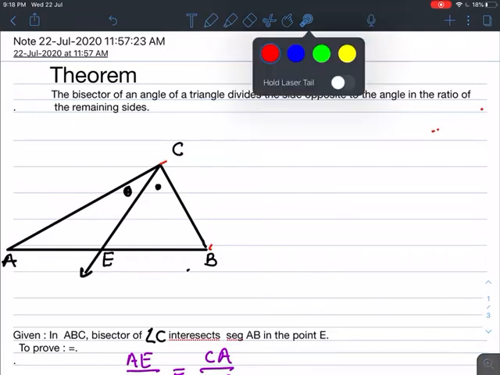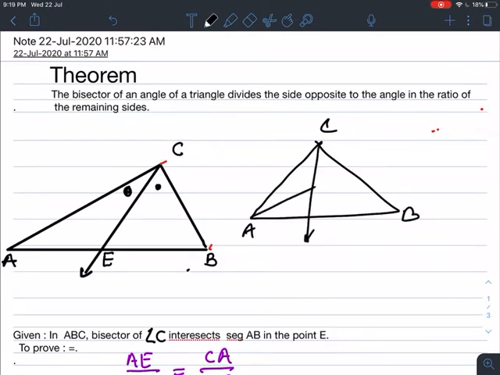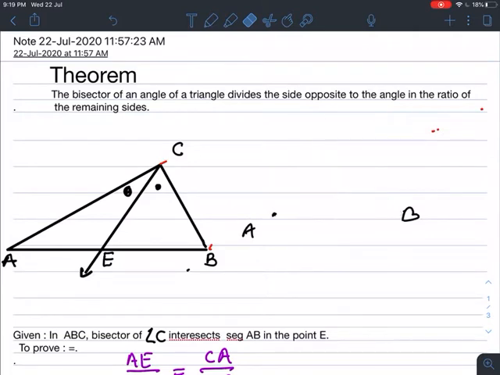If we observe the statement, the bisector of an angle of a triangle, first with the help of this statement I will draw a triangle. So, this is the triangle. The name of the triangle is triangle ACB. I can draw the bisector of angle C, the bisector of angle A, or the bisector of angle B. Here in this figure I have drawn the bisector of angle C.